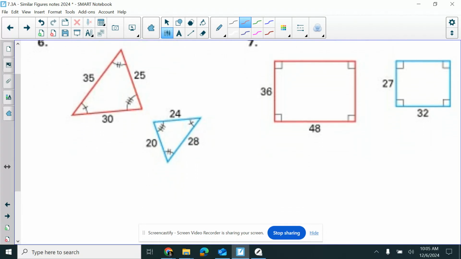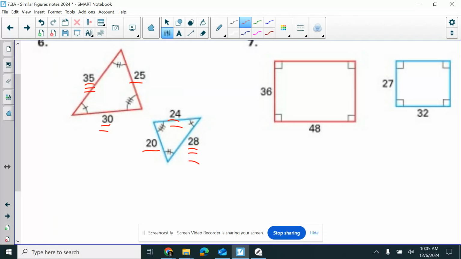I notice that all of the corresponding angles are congruent. So then I just have to check the sides. If there are multiple sides, the easiest way to do this is that the smallest number has to match with the smallest number, the middle number has to match with the middle number, and the biggest number has to match with the biggest number. Then we just write our fraction. It doesn't matter which way you do it as long as you start with the same shape on the top of each fraction each time.